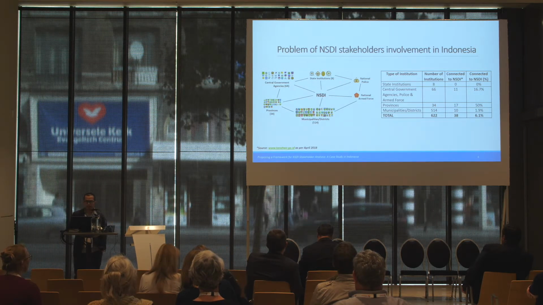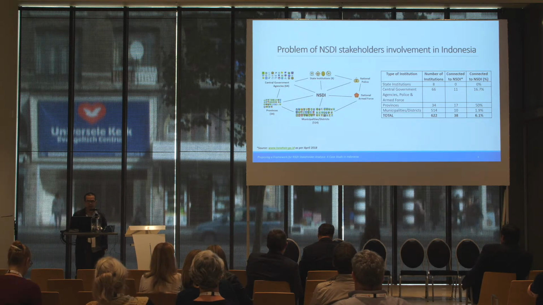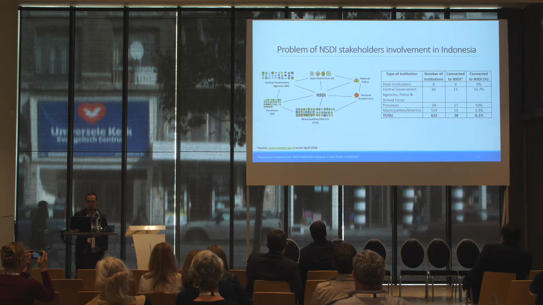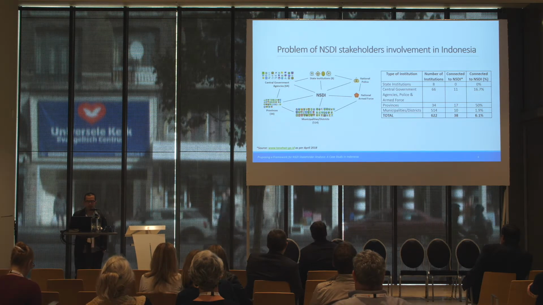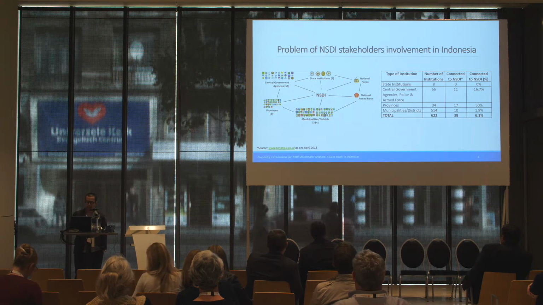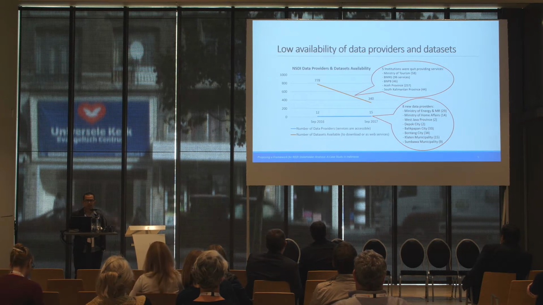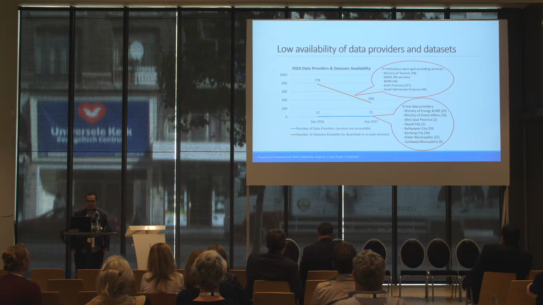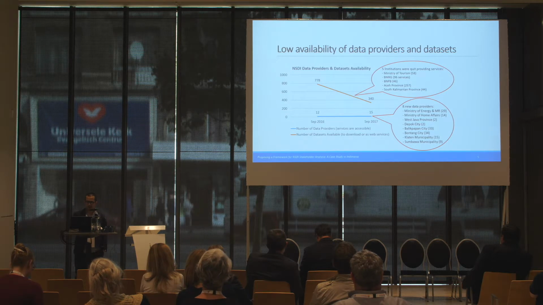Based on the government decree, the NSDI network consists of about 622 institutions, known as the network nodes, which come from central government agencies, state institutions, provinces, and also municipalities. Until last April, only 6% or 38 institutions were connected to this NSDI network. In addition, data providers and dataset availability are still lacking. A longitudinal observation between 2016 and 2017 shows a slight increase of data providers, but on the contrary, the number of datasets decreased sharply, as we can see in this figure.